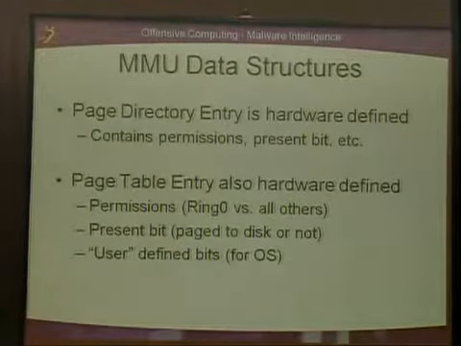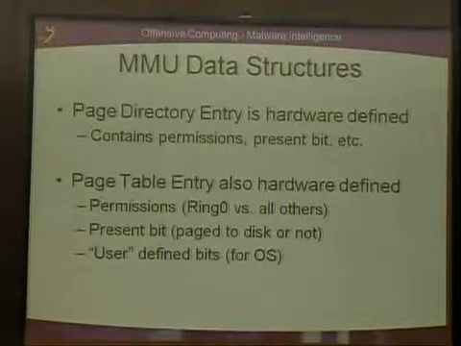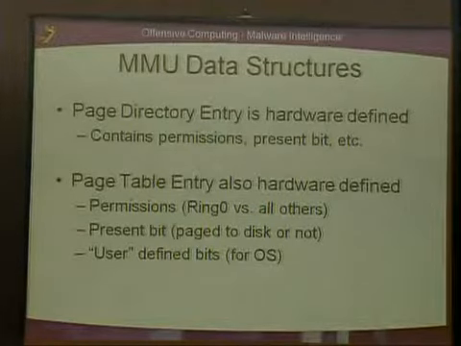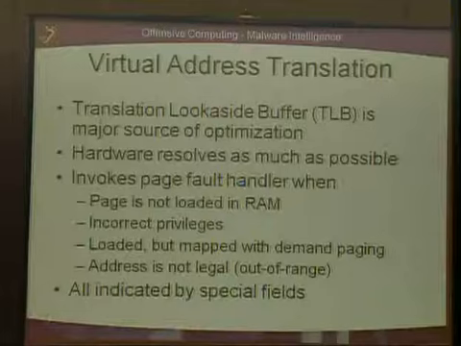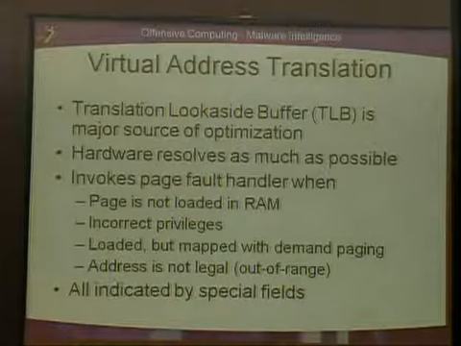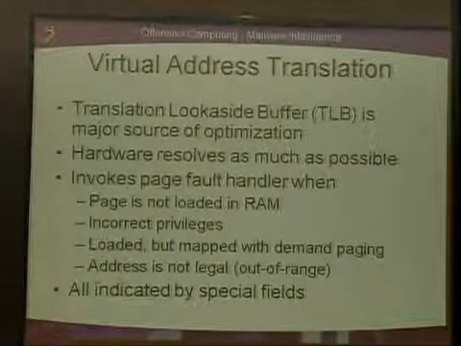Each one of these data structures back here has various permissions, whether you can write to it, whether you can read from it, execute from it nowadays, whether it's present, and this special field called user mode. And by user, what Intel means is the operating system. So this process is a little bit slow, and to speed that up, another hash table is implemented in hardware called a translation lookaside buffer. So this is a major source of optimization in modern computers.